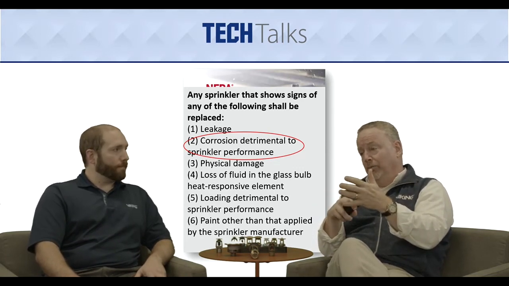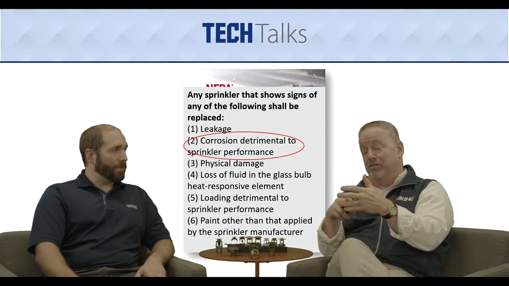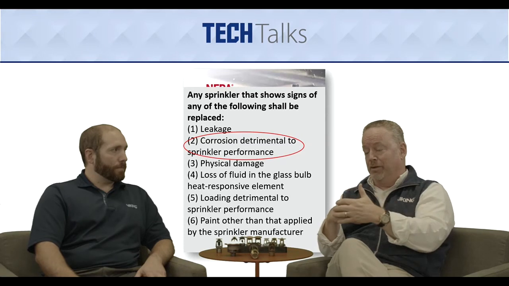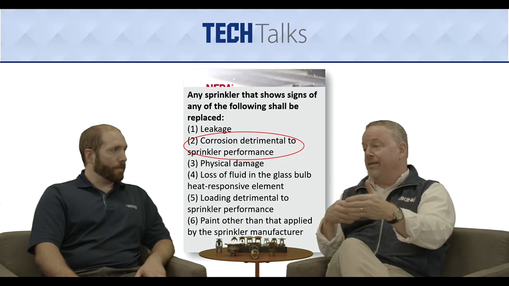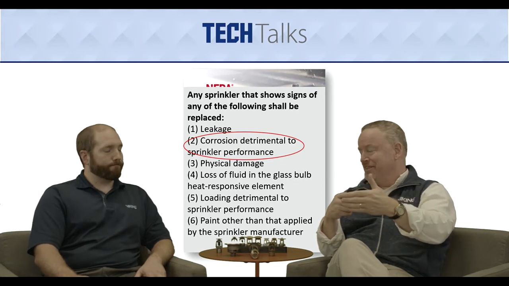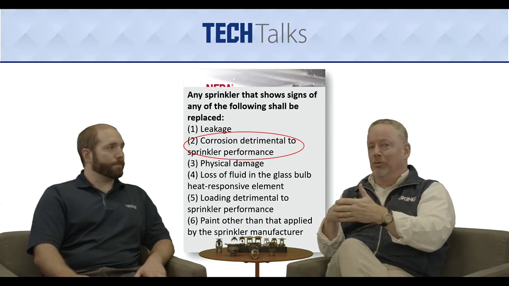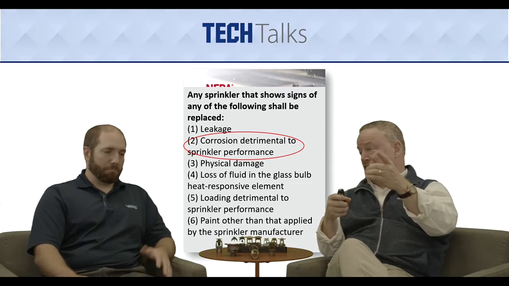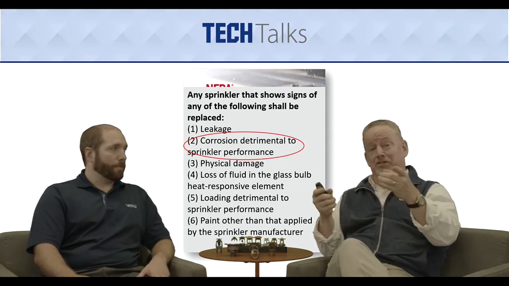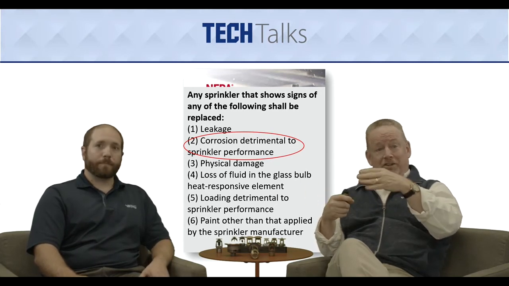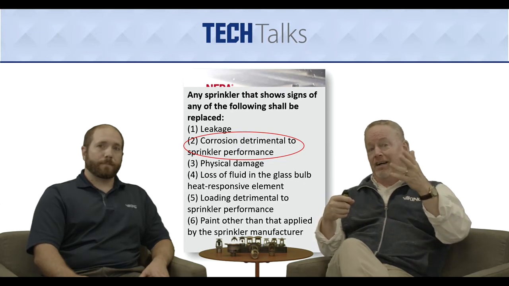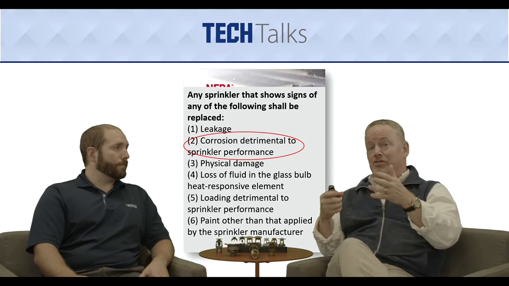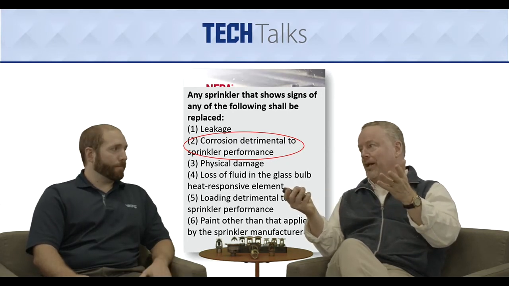One of the things that we've tried to do with NFPA 25, even since I was there, had the committee back in 2011, was to write the standard so that there wasn't any need for judgment. Leakage is leakage. It either is or it isn't. Physical damage is physical damage. You look at the other ones here, and then number two, and with it number 5, but focusing on number 2, corrosion detrimental to sprinkler performance. Well, how do I know that?